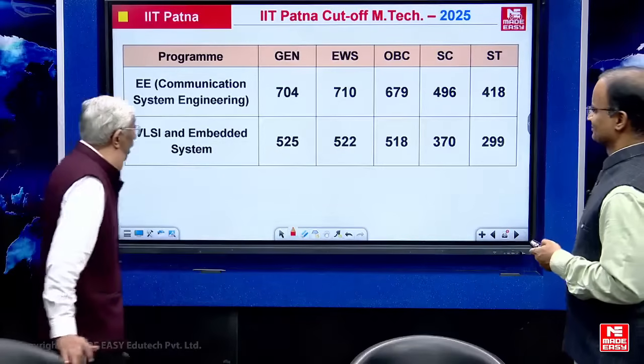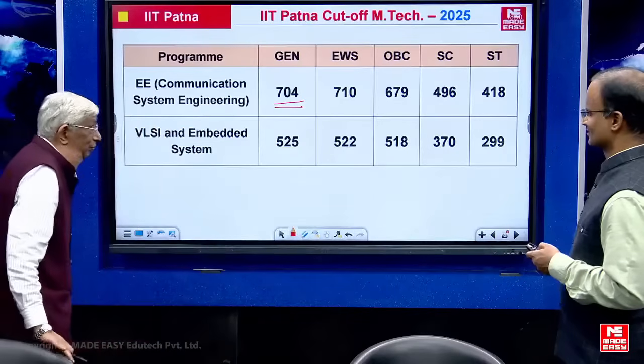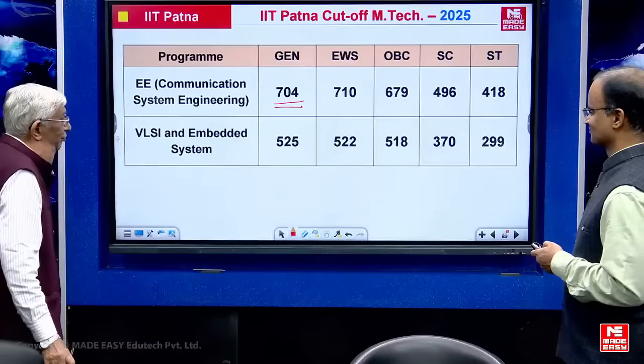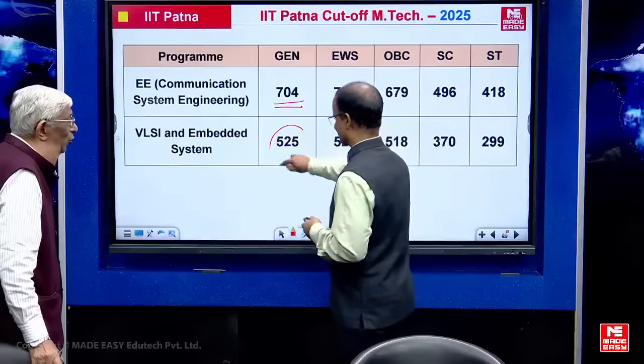Patna remains high, especially in communication systems engineering, it's an exception. VLSI is a bit lower here, fewer people go for it.